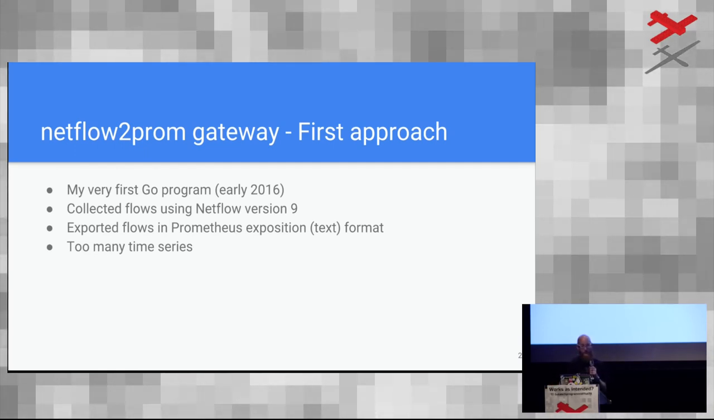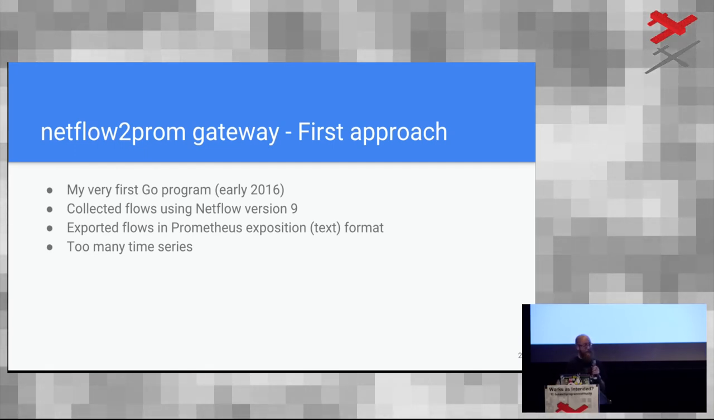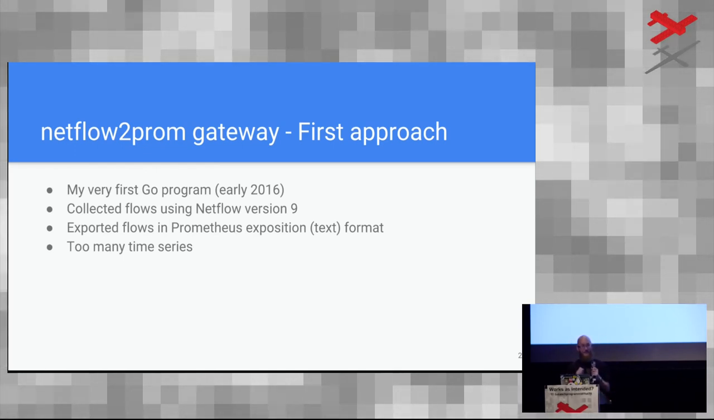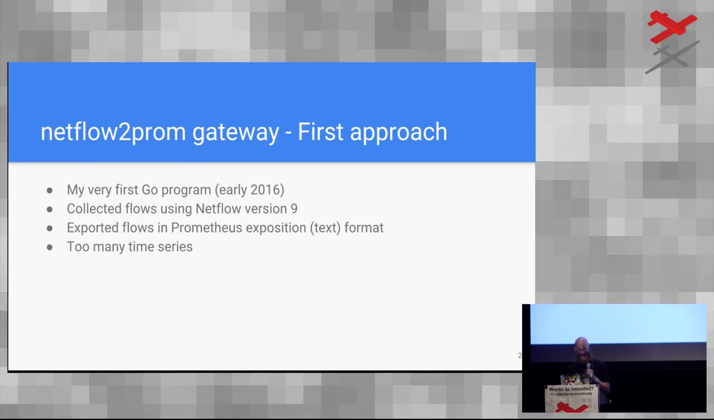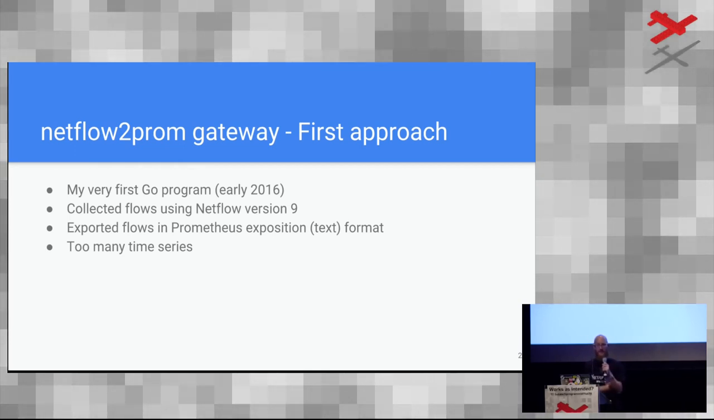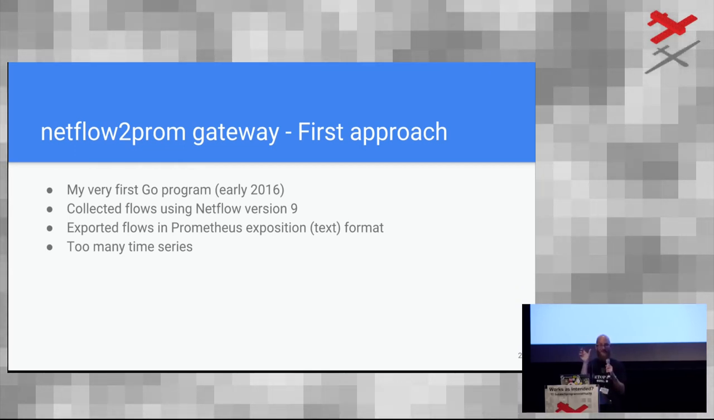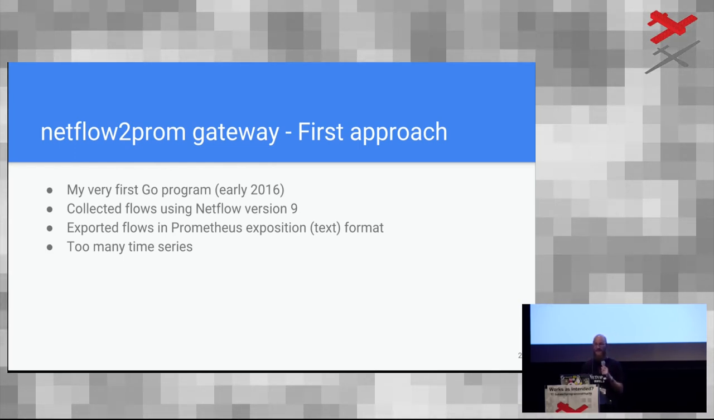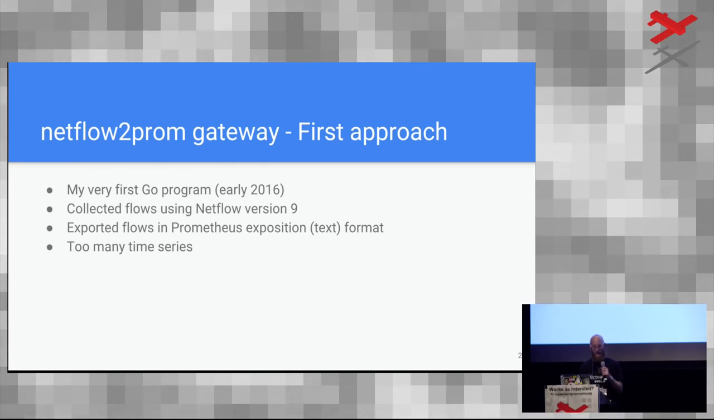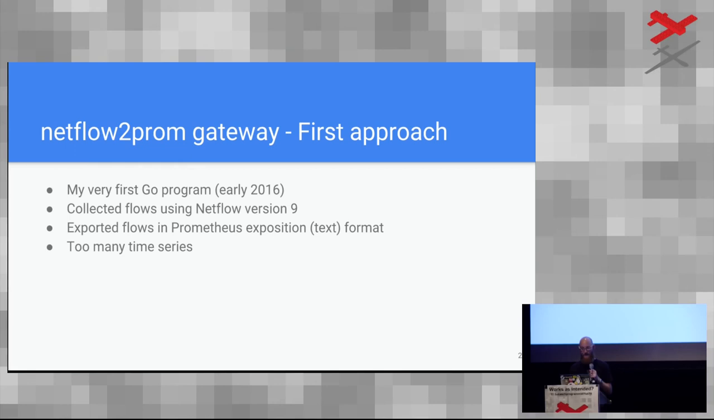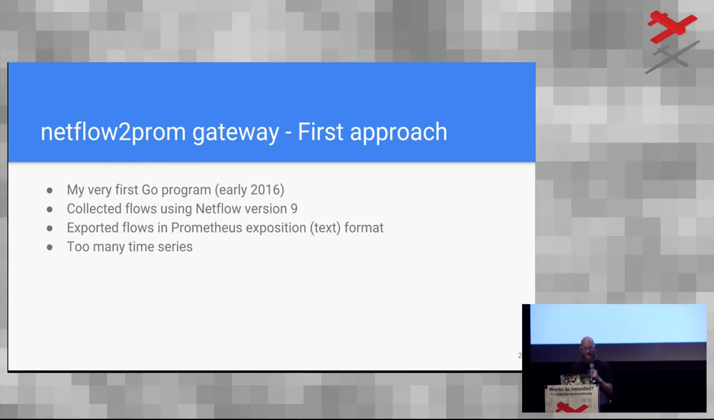So what was my first approach to get my own solution? My very first Go program in early 2016 was to write a Netflow to Prometheus gateway and just export all the attributes as labels. One needs to know that Prometheus doesn't like to keep track of too many labels, because every combination of labels is its own variable. And I was basically just killing it with too many variables in the database. This was too many time series, basically. It just fell over within a few seconds.